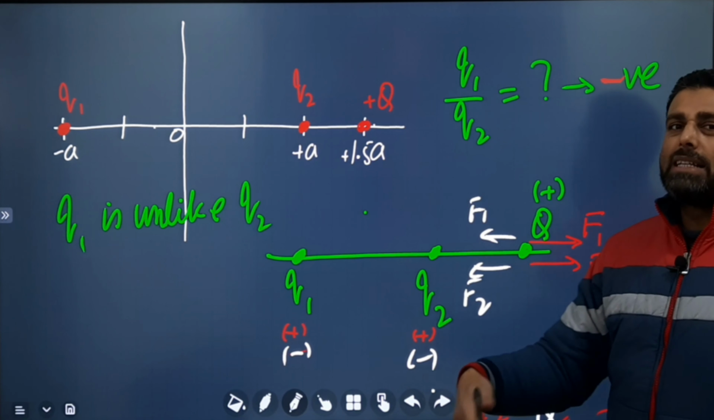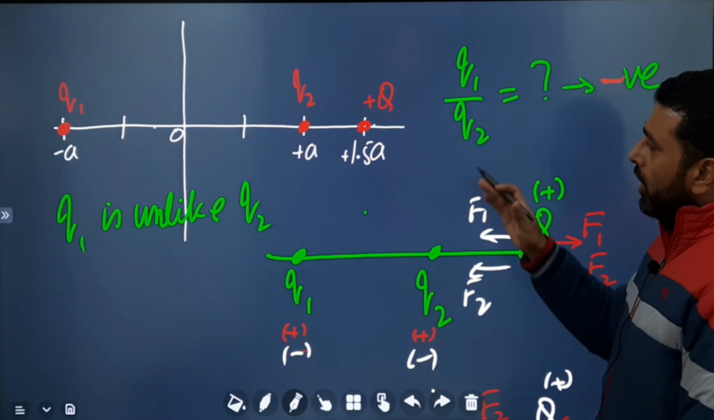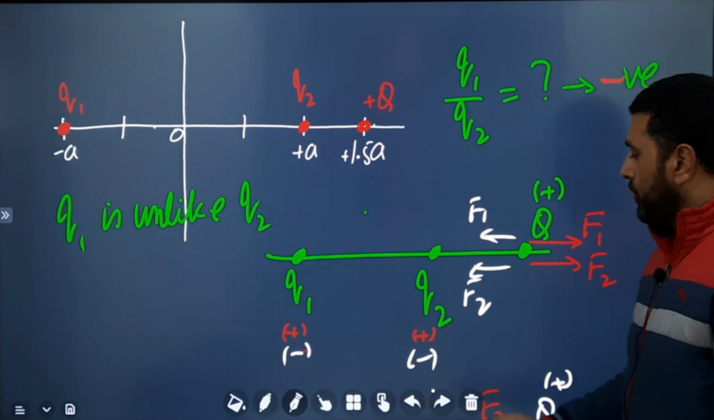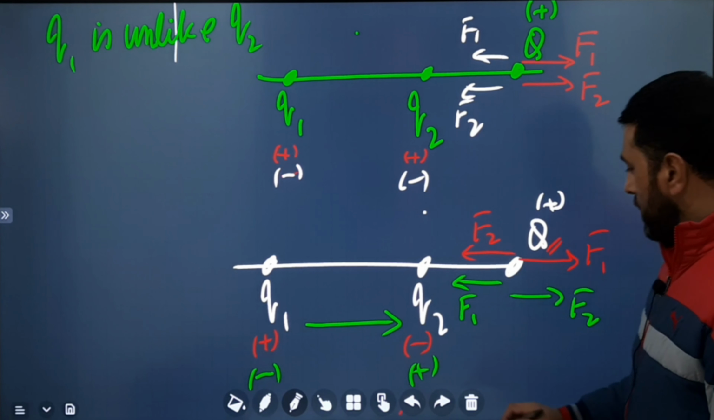Now we'll introduce that minus sign at the end. For a while, we'll only talk about the magnitudes. So let's proceed now.